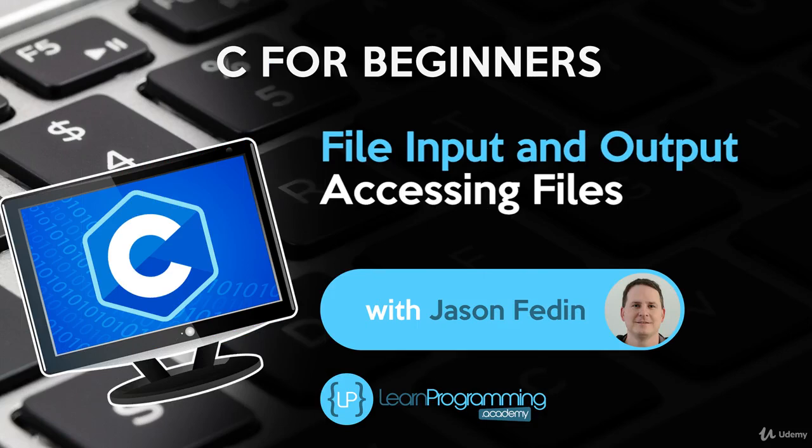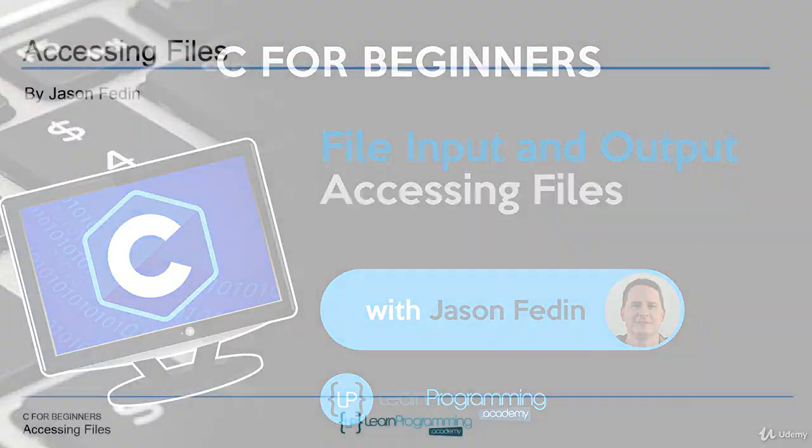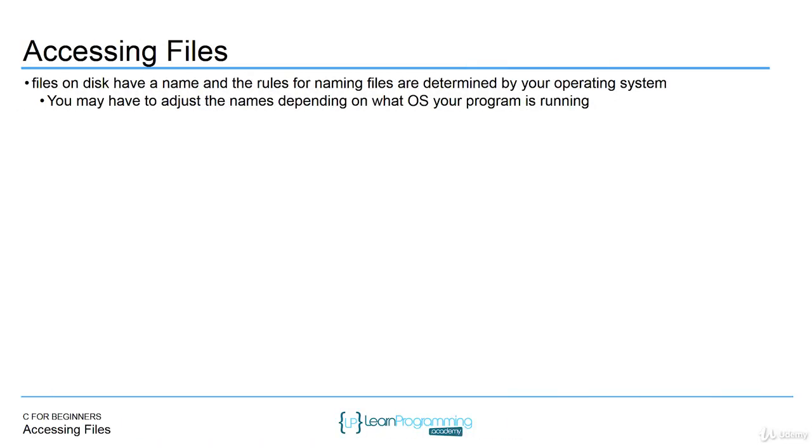Hello and welcome back. In this lecture I want to talk about accessing files. Files on disk have a name, and the rules for naming the files are determined by your operating system. You may have to adjust the names depending on what OS your program is running. If your program is running on Windows versus Linux, the directory structure is different as well. So if you use forward slashes or backward slashes, you have to adjust this in your program. But for the most part, the names have relatively the same naming rules. But there is the chance that you'd have to adjust it.